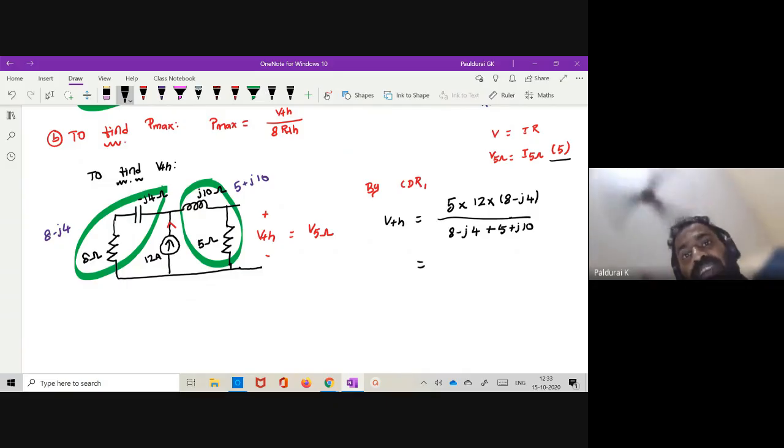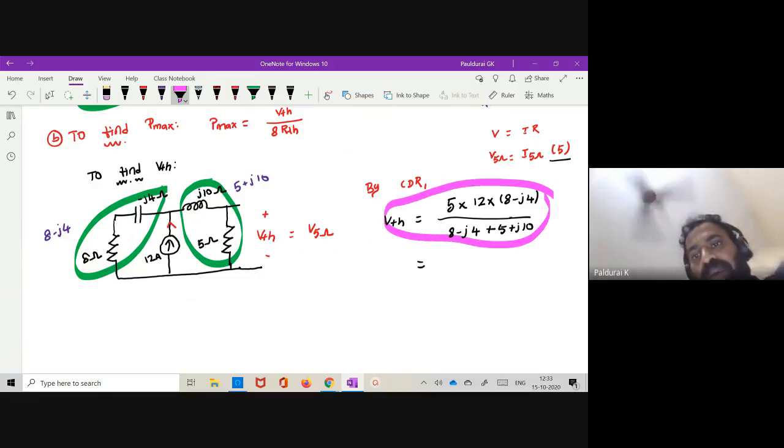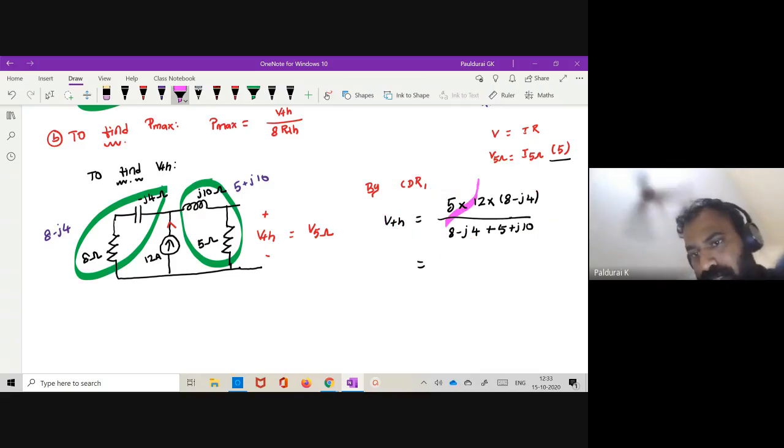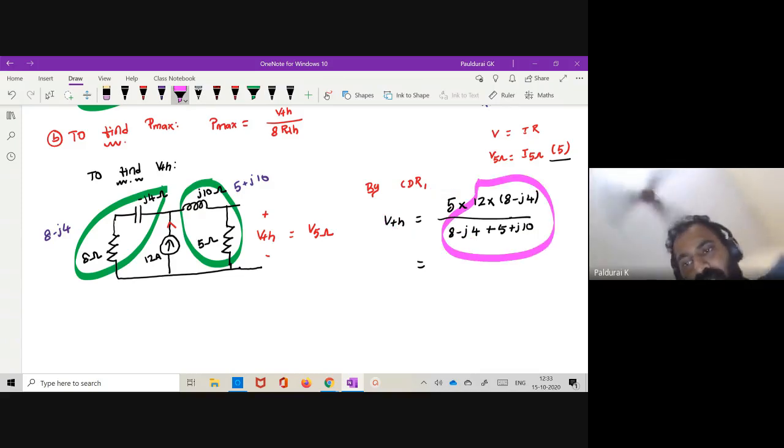Understood this equation? How I got this equation? It's very important. Simply by CDR and Ohm's law. This is because of CDR, the current through 5 ohm. So now what is this value? Anyone? So now what is my VTH?